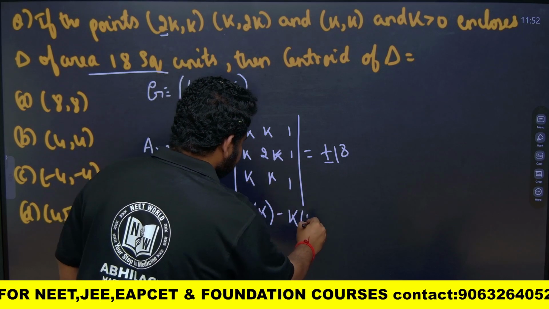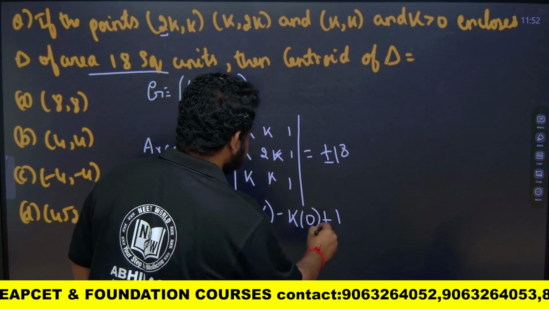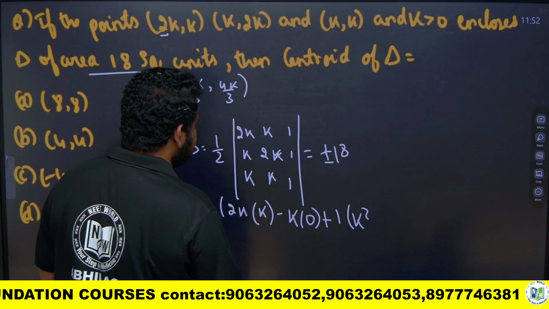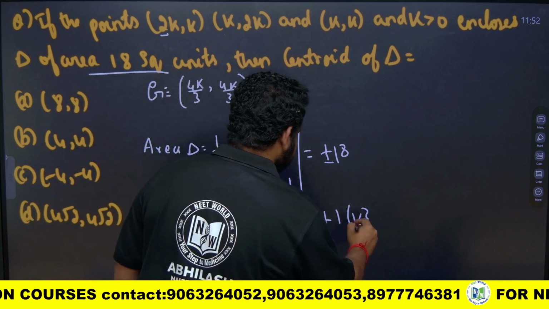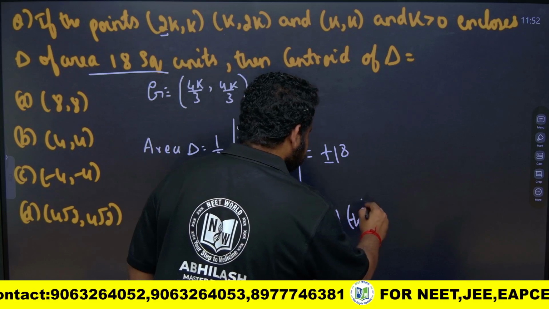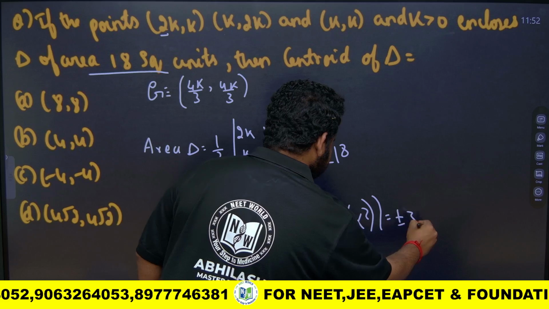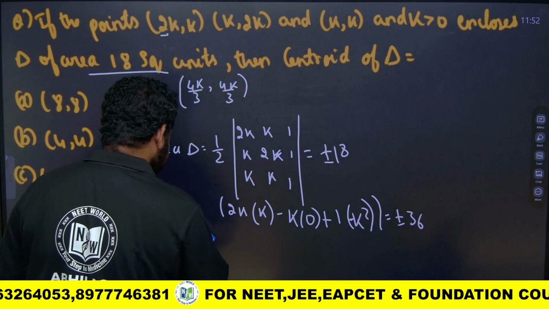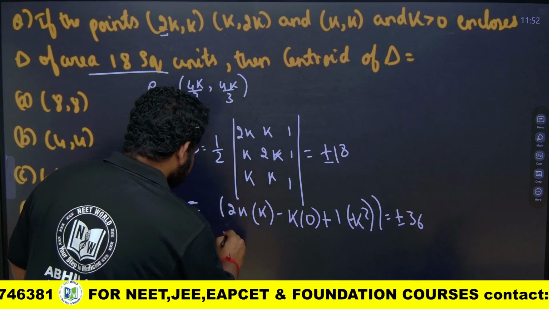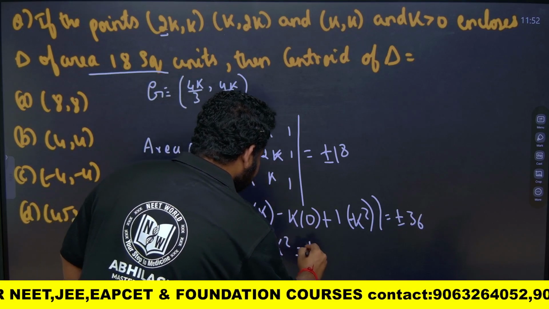This will be 0, plus this will be 1 into (k into k minus 2k into k). k into k is k square. Minus 2k square, so this will become minus k square. This is equal to plus or minus, instead of writing 2 here, I will write it as 36. So this we got as what? Now if you see this, you will get 2k square minus k square is equal to plus or minus 36.